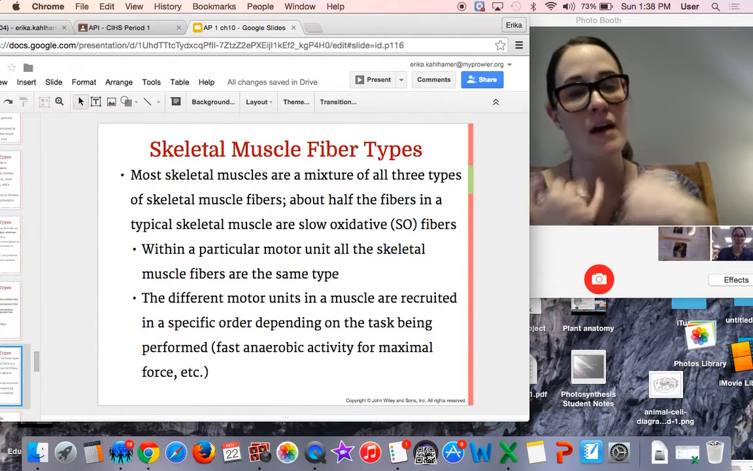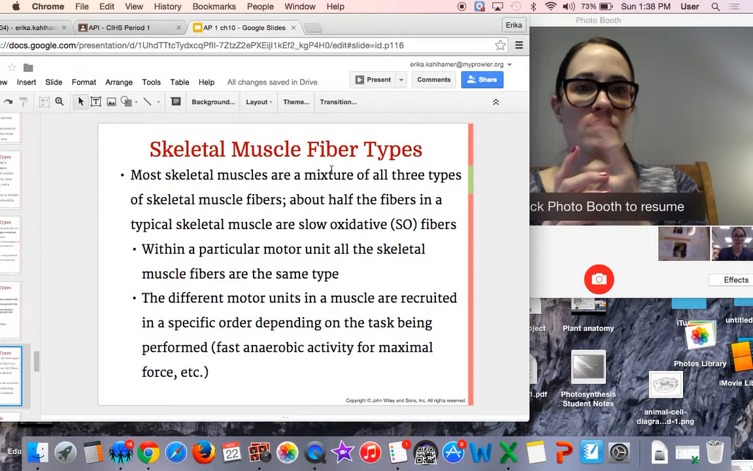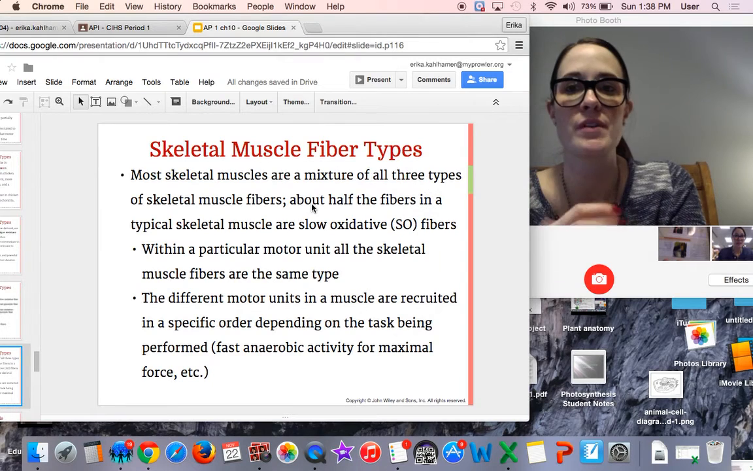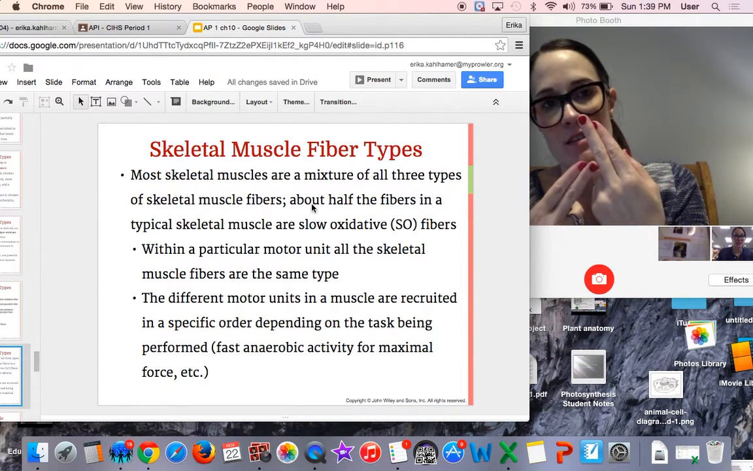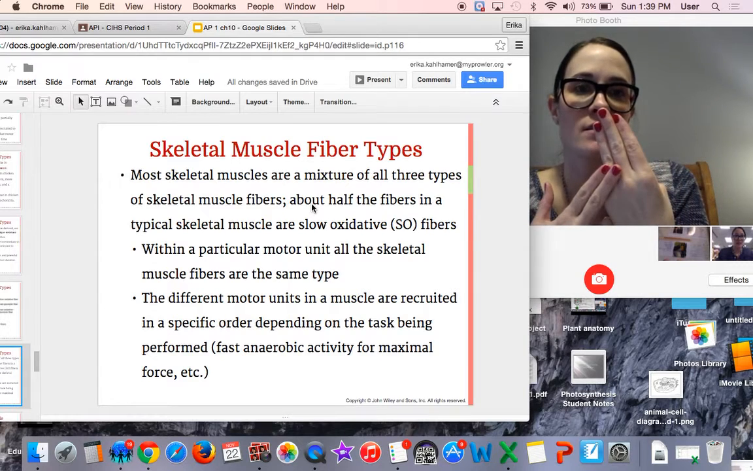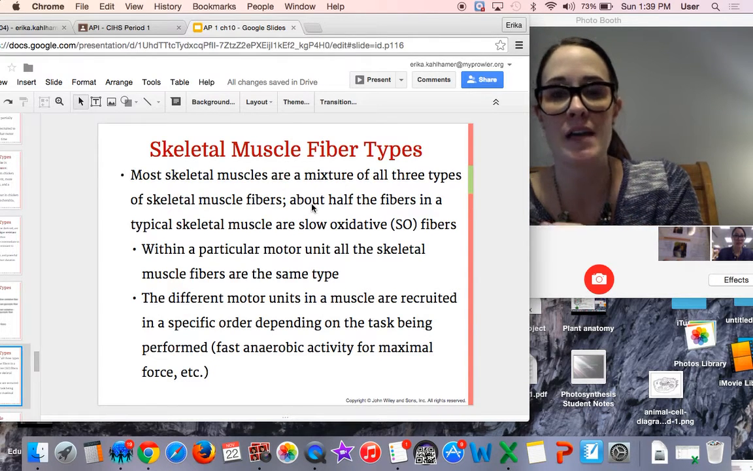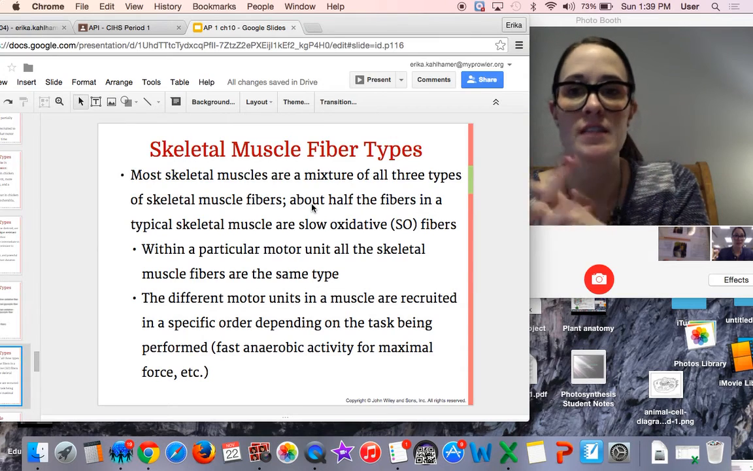But in our body, most of our muscles aren't just one of the 3 types of colors. They are a mixture of all 3 types of fibers: the slow oxidative, the fast oxidative glycolytic, and the fast glycolytic. And about half the fibers are slow oxidative, resistant to fatigue.